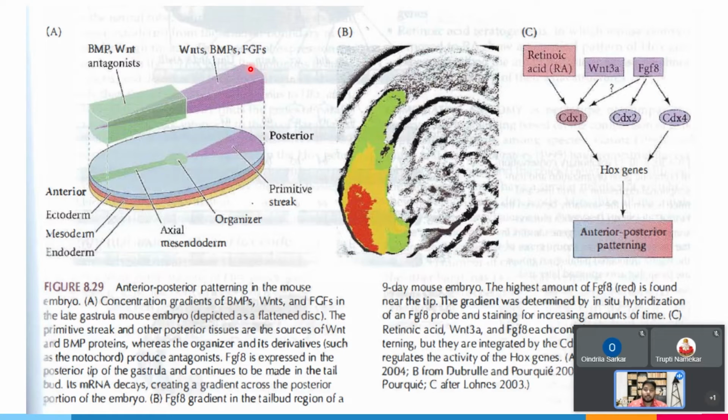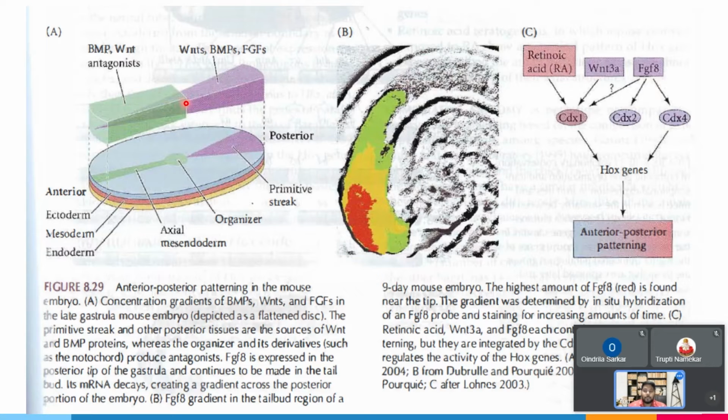Similarly, we have other signaling molecules such as Wnts and BMPs, which also play a similar role. Here we have the caption of the particular image as well. This image shows the concentration gradients of BMPs, Wnts, and FGFs in a late gastrula mouse embryo. Although it is shown as a flattened disc, the mouse embryo looks like a cup-like structure, as we had seen in the previous image. And in this B portion we can see an in situ hybridization image of FGF8, which shows the concentration gradient of FGF8, being highest in the red portion and lowest in the green, according to the diagram shown right here.